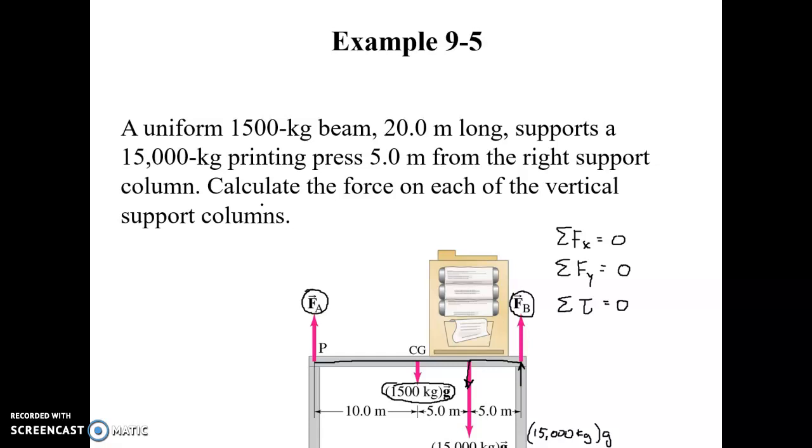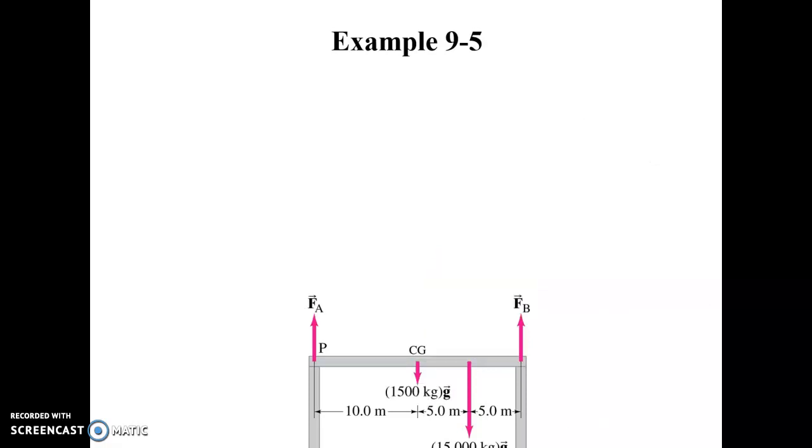So we want to know what those forces are. That's what we're trying to calculate. What are the forces at support A and support B? We can calculate this by using those three equilibrium equations. Let's actually start with the third one, that the sum of torque equals 0.